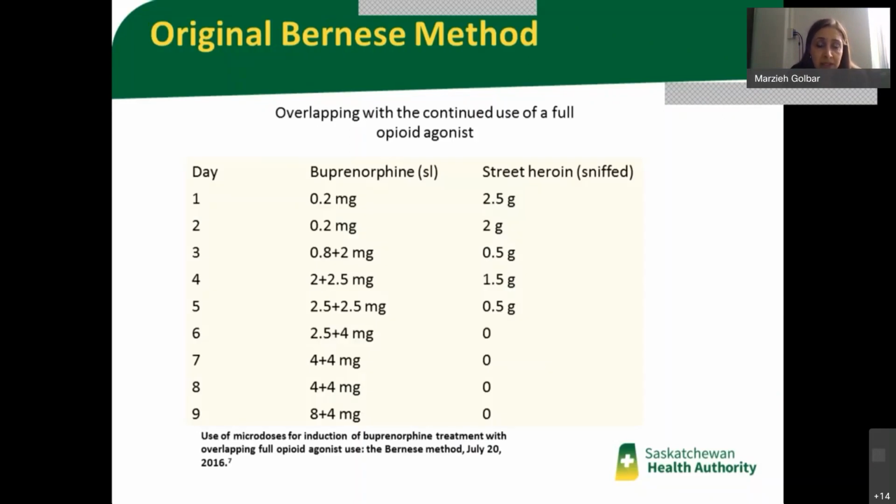So the Burns method, what you see is the method that has been used. Back in 2016, July 20th, the researchers published this study. As you see, it was for one of the patients, specifically a lady using 3 grams of street heroin sniffed. And they started that with 0.2 milligrams of buprenorphine on a once-a-day basis, and then it goes to twice a day.